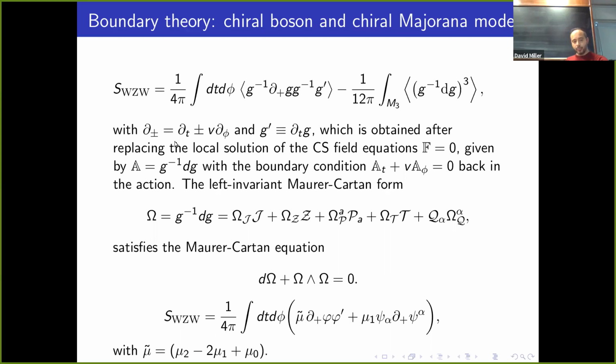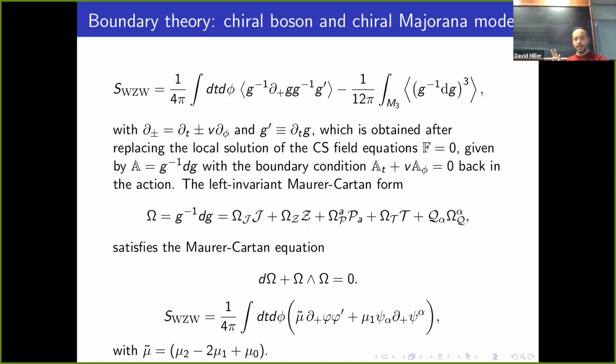The final term can be rewritten in this simple form here. So everything becomes much more physical. As you can see here, there appears indeed a chiral boson as the first part, and the second is a chiral Majorana fermion. So this is just to say that, again, this theory looks very compatible with the standard boundary theory of Moore-Read.